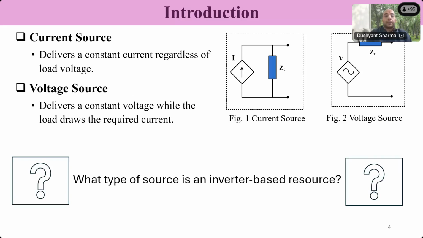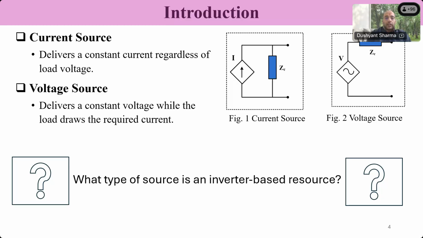To understand how we actually synchronize an inverter-based source, we first have to understand the basic concept that we all have read in our basic engineering: any source can either be a voltage source or a current source. Now, what is a voltage source? What is a current source? By the term itself, a voltage source delivers a constant voltage. Ideally, the internal voltage is constant. A current source delivers a constant current.